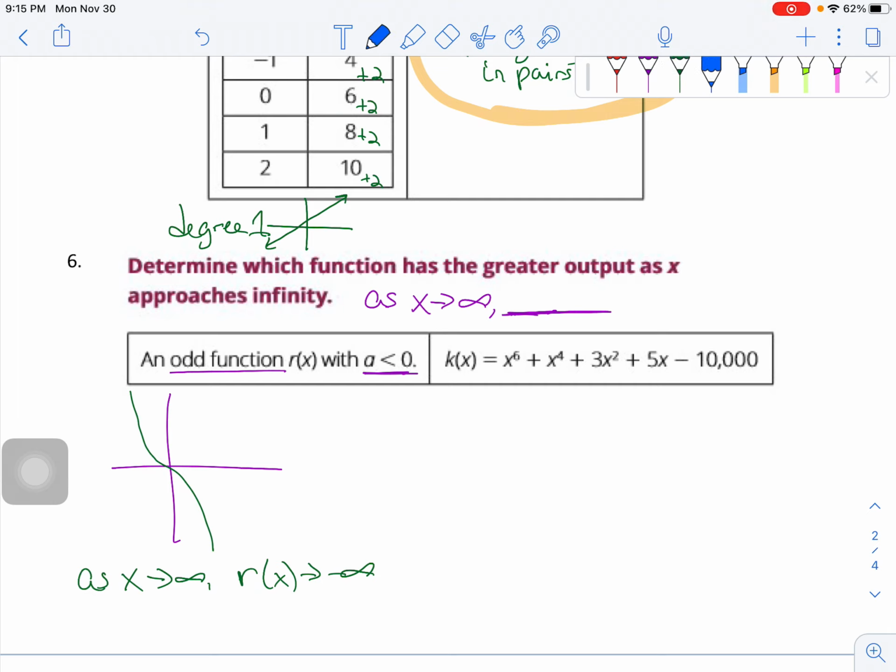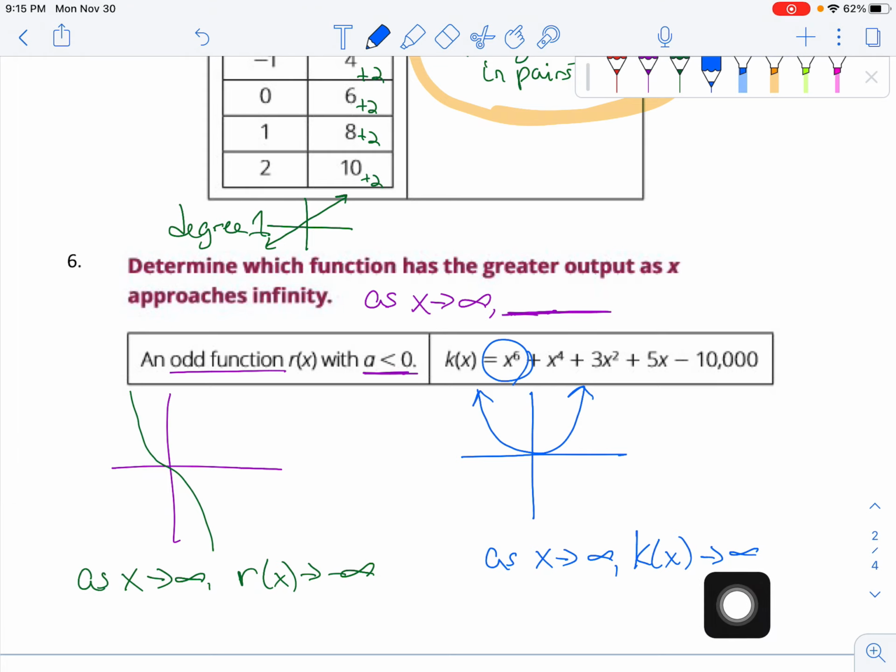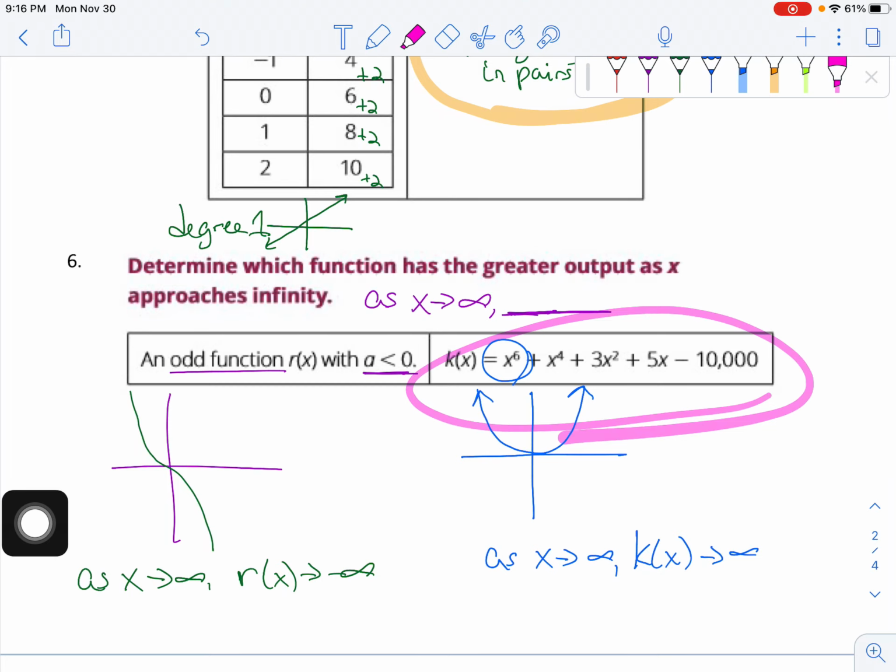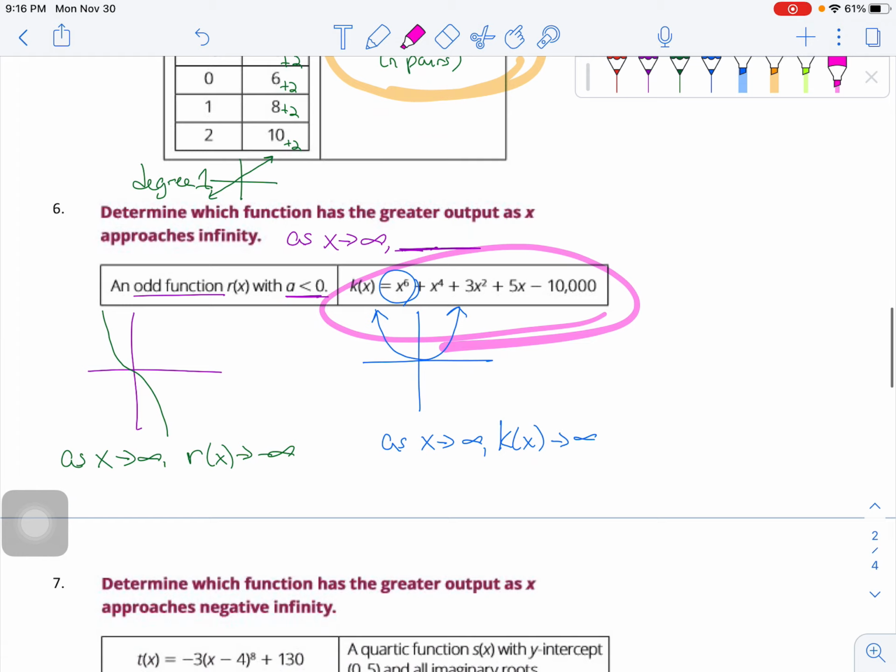Okay, k of x, we have an equation here. Our highest degree is a power of 6, and it is a positive x to the 6. So if I graph this, we've got some kind of positive value. There could be a lot of little mountains and valleys in the middle there, but remember we're looking at the infinity part of this. So as x approaches infinity, k of x is also approaching infinity. So greater output is going to be the positive value of infinity as opposed to the negative infinity over here. So that means k of x has the greater output.